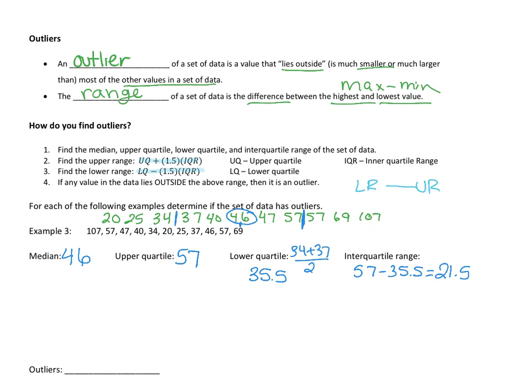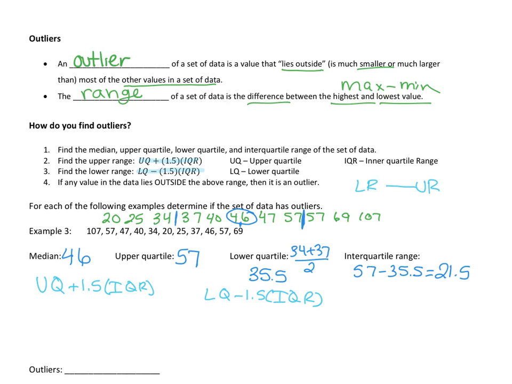All right, so now I need to determine the outliers. So I'm going to use the formulas that I highlighted up here. I'm going to do my upper quartile plus 1.5 times my interquartile range. And I'm also going to do my lower quartile minus 1.5 times my interquartile range.